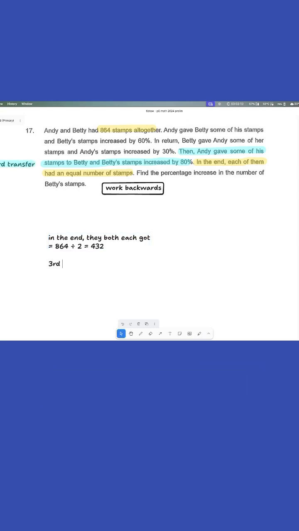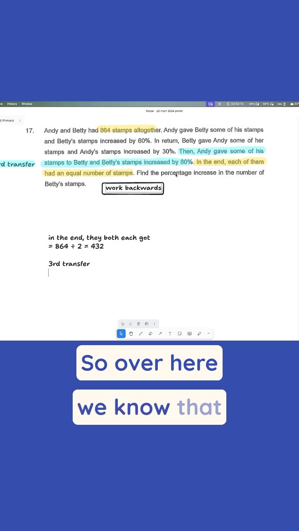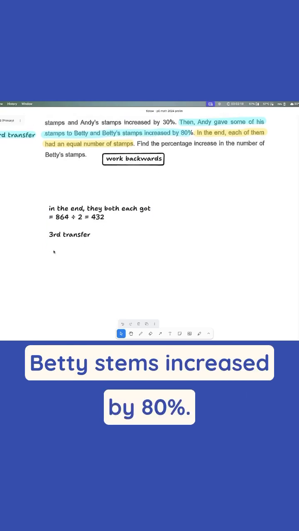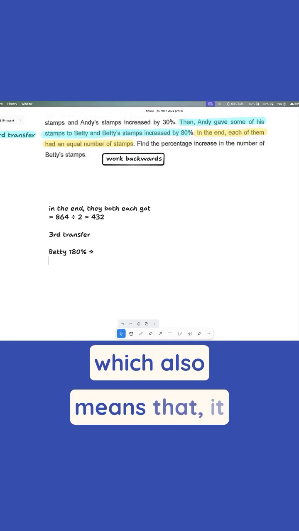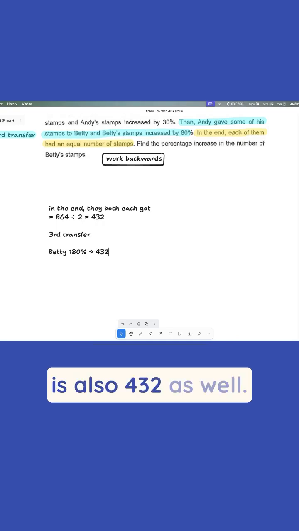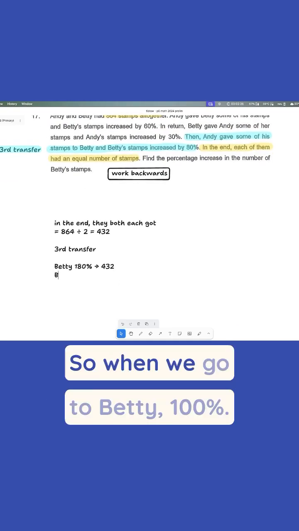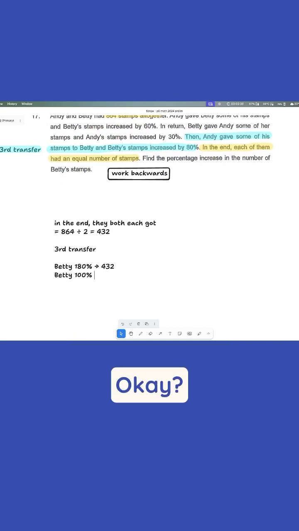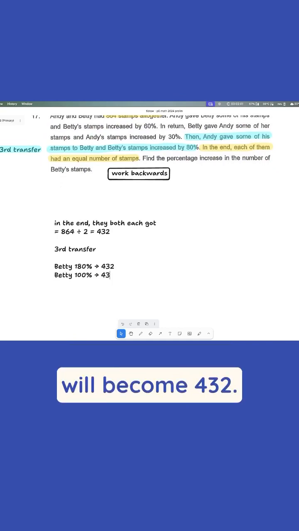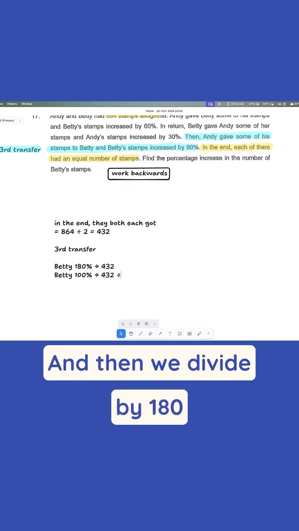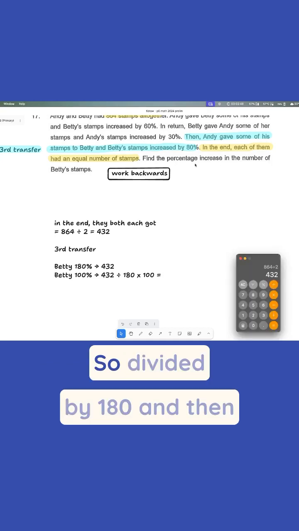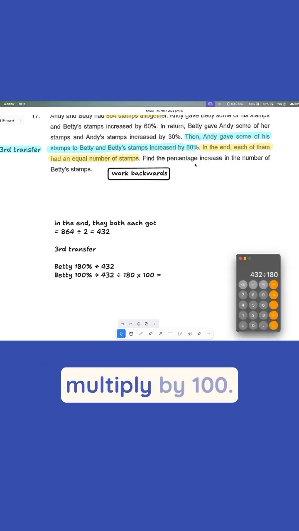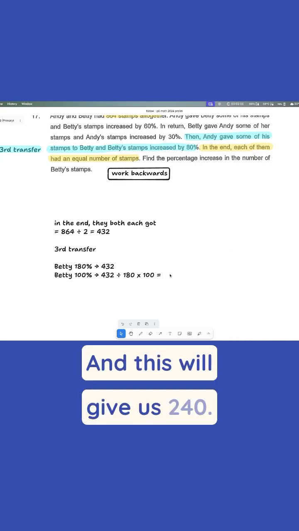In the third transfer, we know that Betty's stamps increased by 80%. So Betty is 180% and before it was 100%, which also means 180% is 432 stamps. So Betty's 100% is 432 divided by 180 and then times 100. Using a calculator, divided by 180 and then multiplied by 100, this will give us 240.